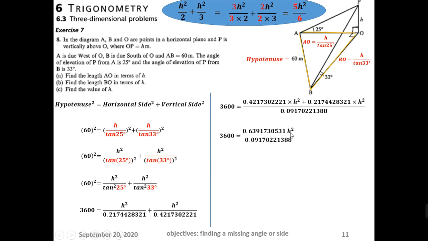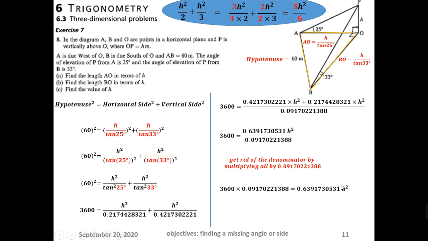Now, we are solving for h squared. So we're going to get rid of the denominator by multiplying all by 0.0917, as following. So the denominator is gone from the right side of the equation, and here it's going to be 3,600 times 0.0917.